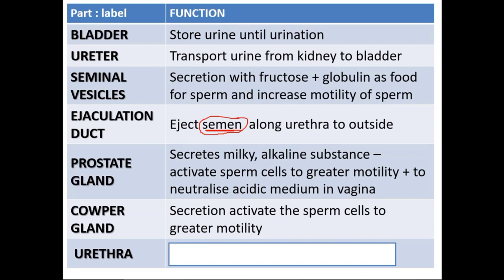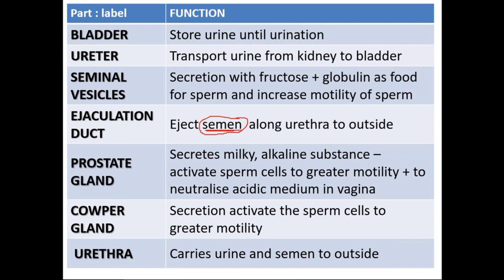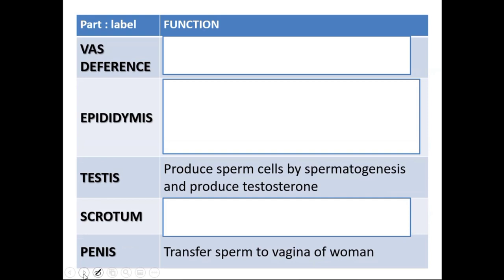And then lastly, the urethra. That would be to carry urine and semen to the outside of the penis. That would also be correct. Okay, and once again, the keyword here, grade 12s, is semen, not sperm. Okay, so please make sure you do use the correct terminology. It's semen, not sperm. Let's see how you do with the next one.